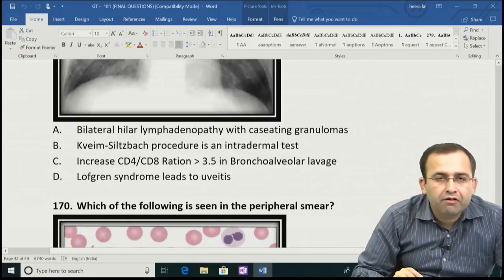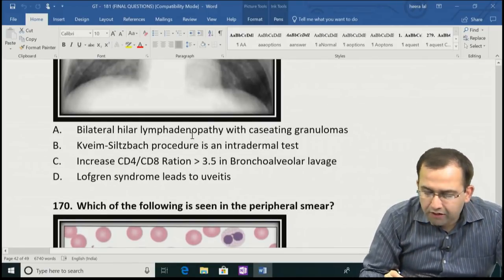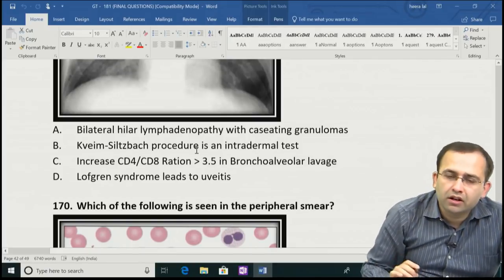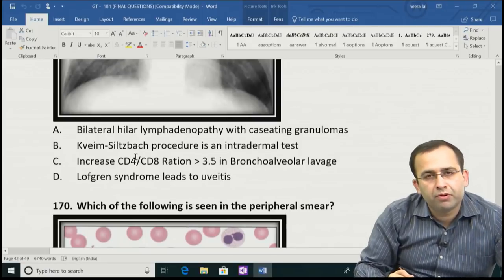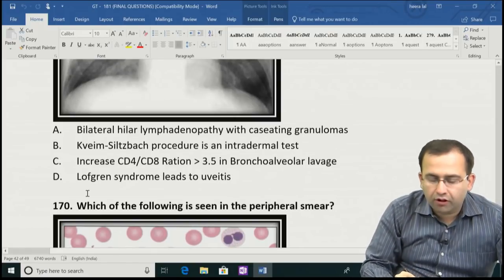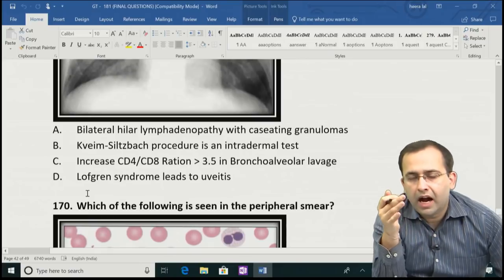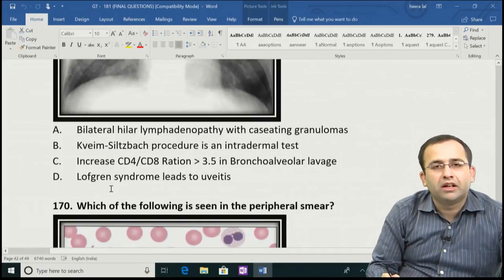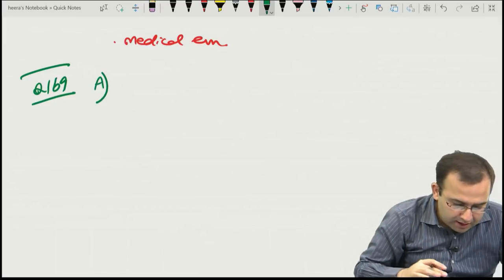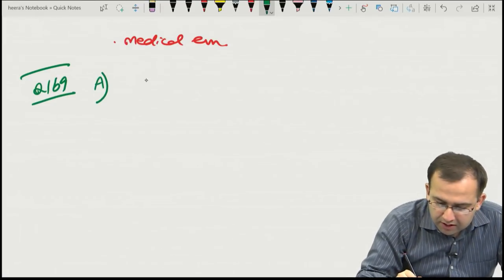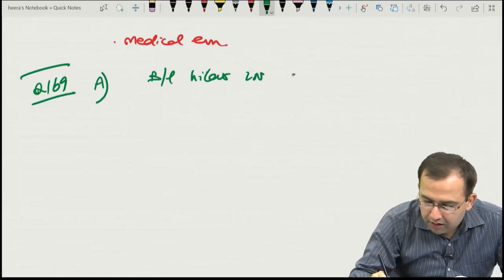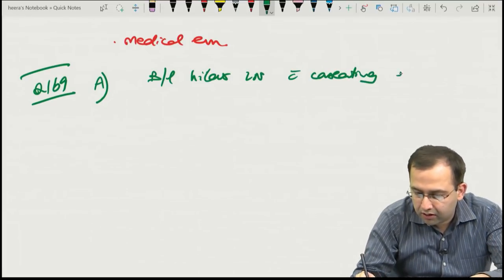Now, let us have a look at the options, which is not true. Bilateral hilar lymphadenopathy with caseating, no, it is non-caseating. So the first option is wrong. Kveim-Siltzbach is an intradermal test. The main cell is the CD4 positive T cell. In bronchoalveolar lavage, CD4 to CD8 ratio is more than 3.5:1. And Lofgren syndrome, that is sarcoidosis, arthralgia, and uveitis. So it leads to uveitis. Options B, C, D are true. Question 169, the answer is A, that is bilateral hilar lymphadenopathy with caseating granulomas.